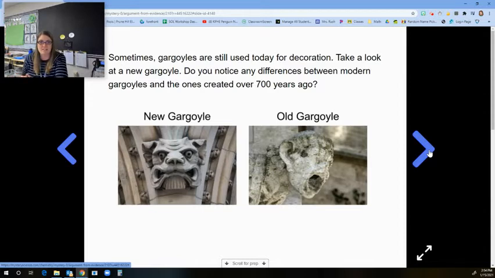Sometimes gargoyles are still used today for decorations. Take a look at a new gargoyle. So the one on the left is brand new. Do you notice any difference between the modern gargoyle and the one created over 700 years ago? Look at the difference between the modern and the old one.